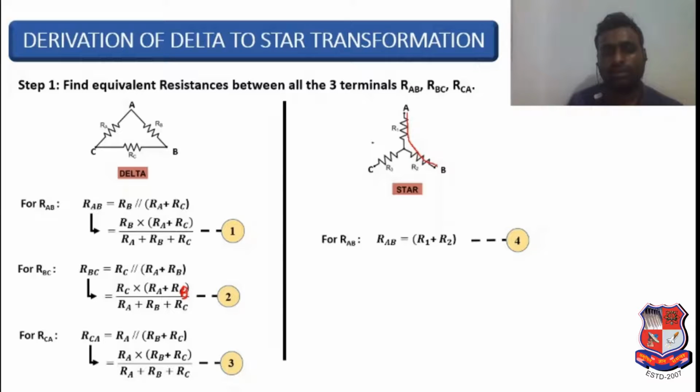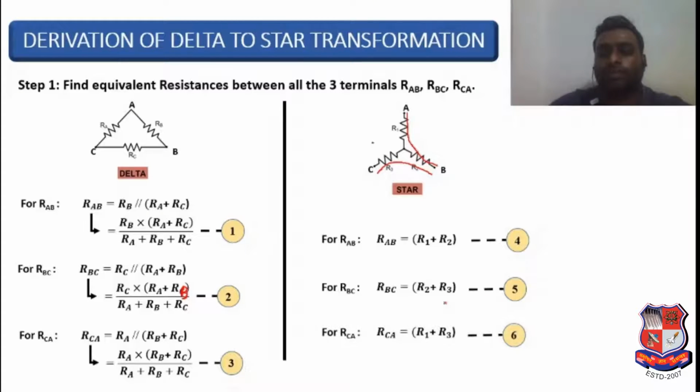Similarly, we will also find RBC. So what will be RBC? RBC is nothing but these two resistances, that is R2 plus R3, and that will give us equation number 5. Similarly, we will find RCA equivalent, that will be R3 plus R1. So this we will give as equation number 6.